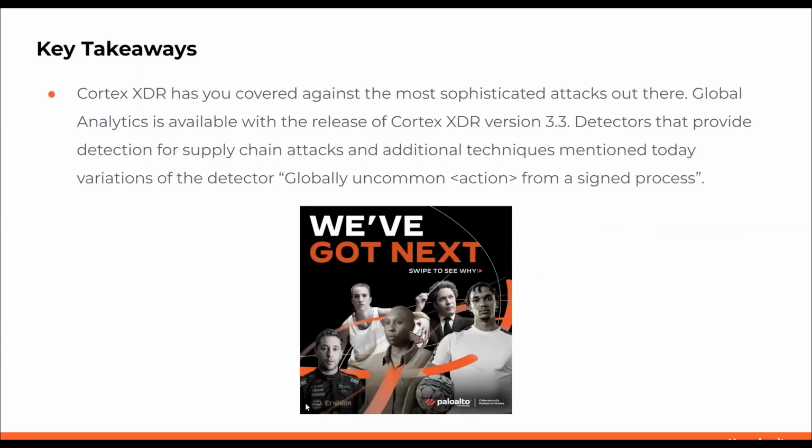So essentially, you can be calm. Palo Alto's got your back. We've got next. You can find detections from the global analytics detectors, and you will see the name of the alerts. It's very uncommon to get them. But we use global analytics for supply chain attack detection. But again, as mentioned before, we use it to detect other kinds of attacks, like DLL hijacking and exploits. And you can see the alerts from analytics, starting with globally uncommon behavior from a signed process.